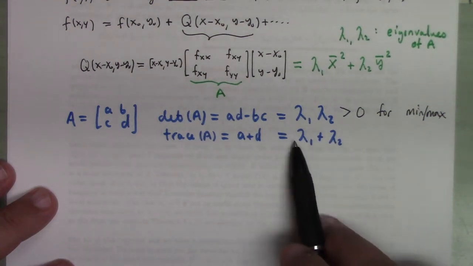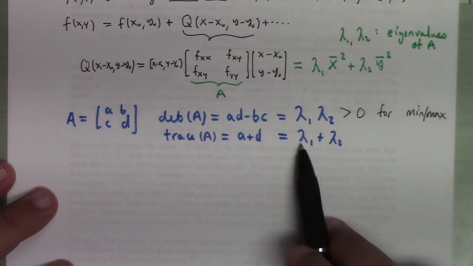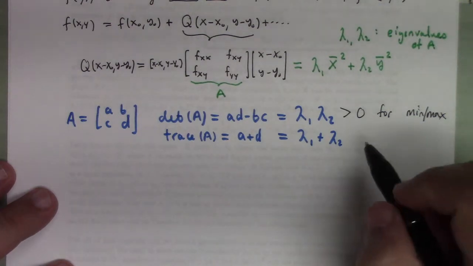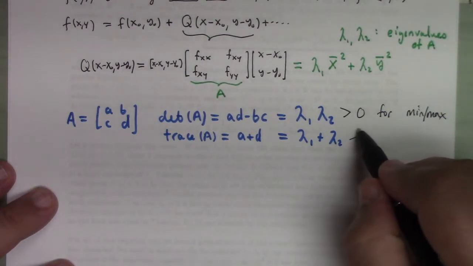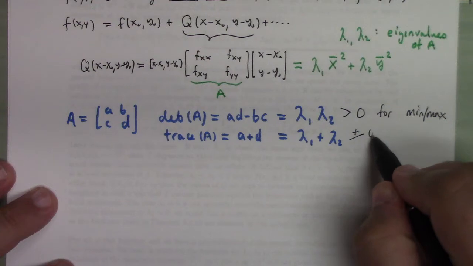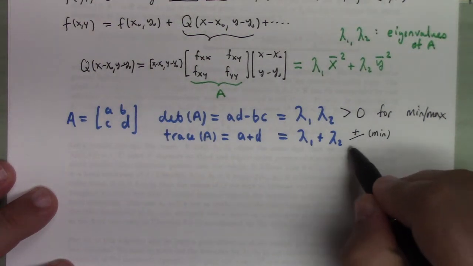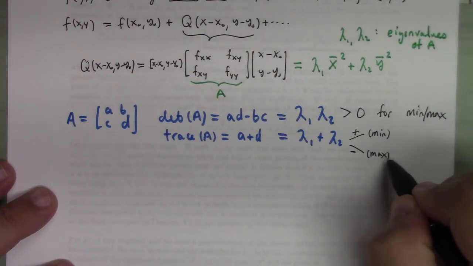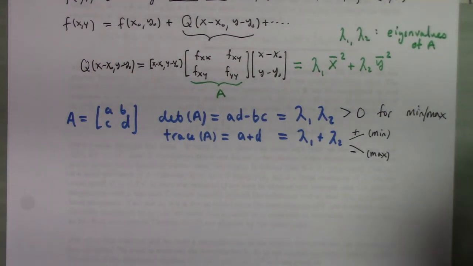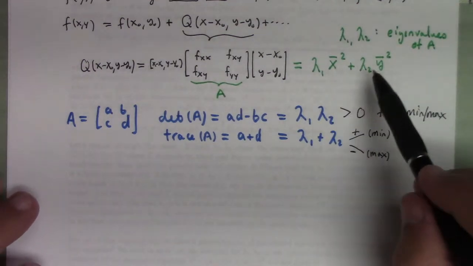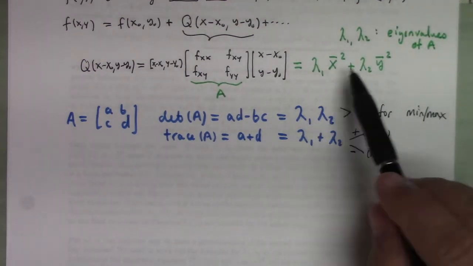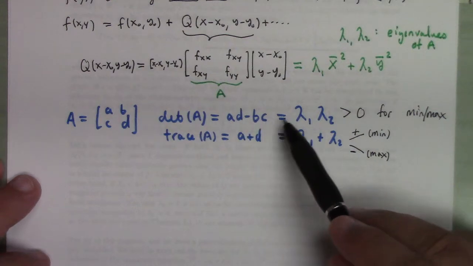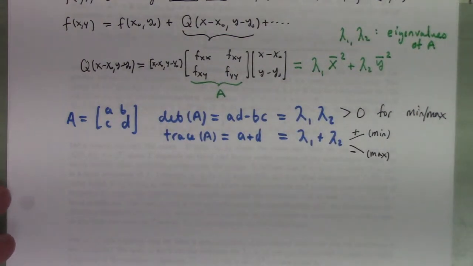If they're both negative, so for positive, it's going to be the minimum. And if this is negative, it's going to be the maximum case, right? And if it's a saddle type, if one's positive and one's negative, then this determinant's going to be negative, right? But what is that determinant?